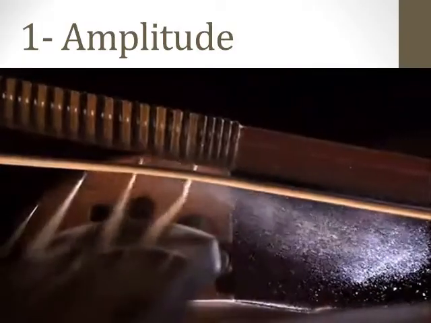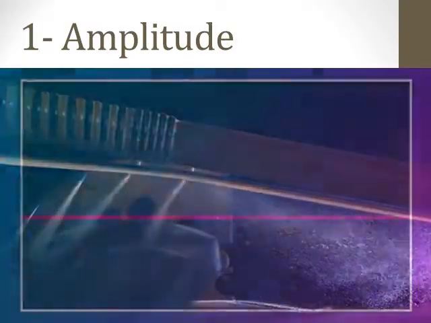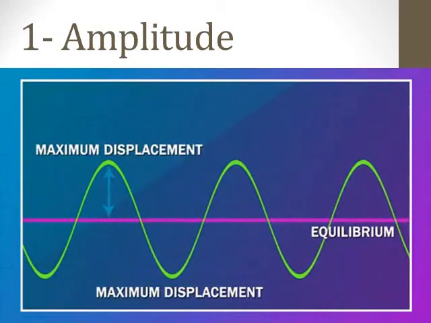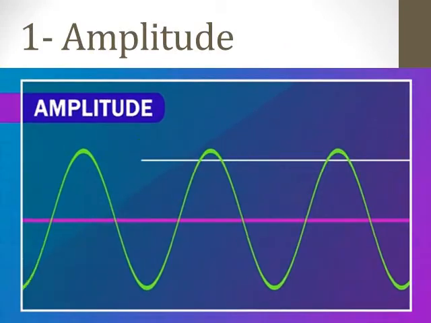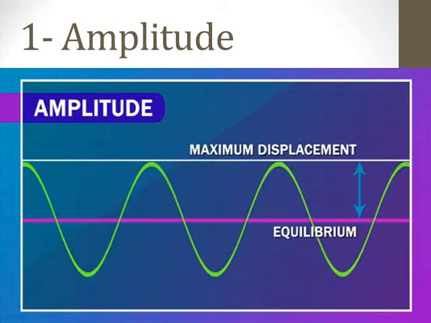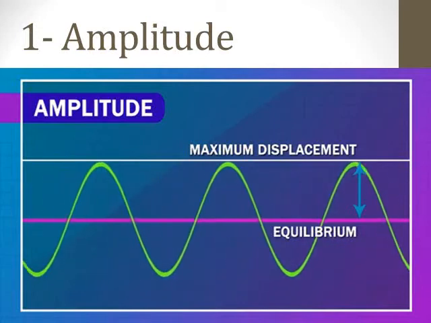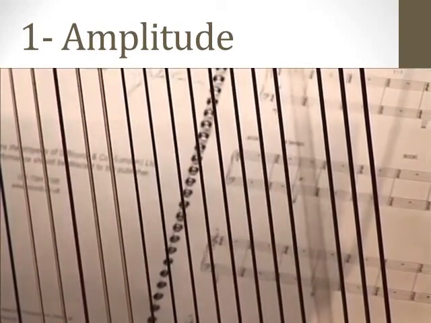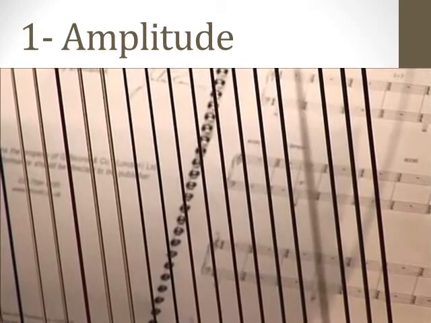Now let's talk about number 1, the amplitude. The maximum displacement or distance of the string away from its rest position or equilibrium in the first side equals the maximum displacement of the string away from its equilibrium or rest position in the other side. So you can say that the amplitude is the maximum distance done by an oscillating body away from its rest position.